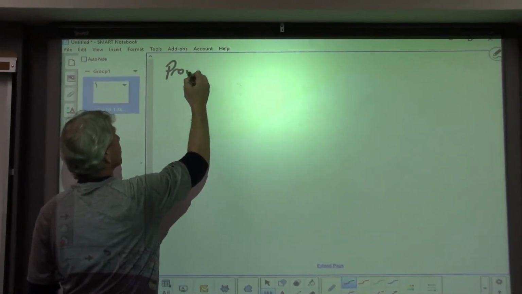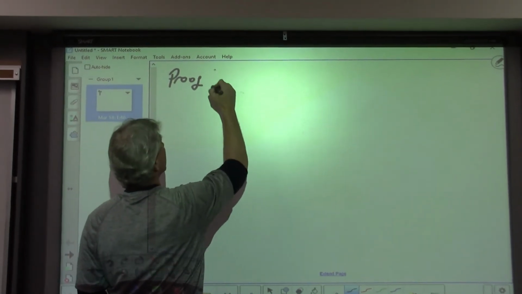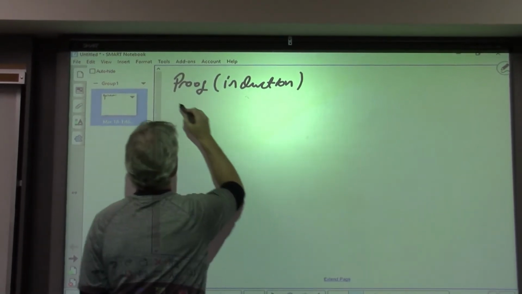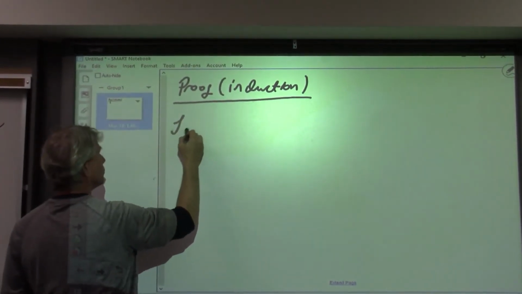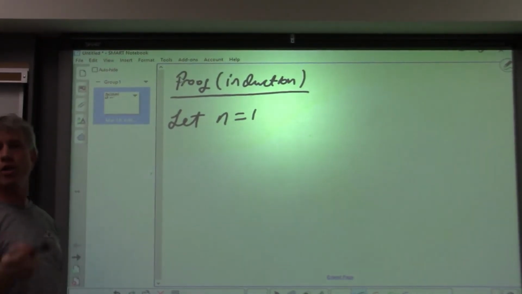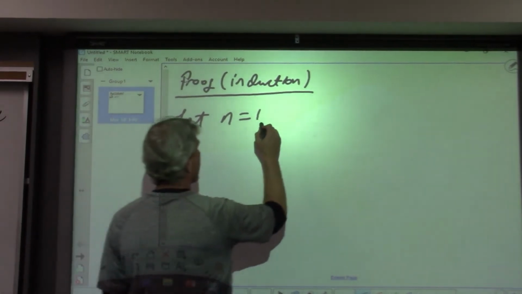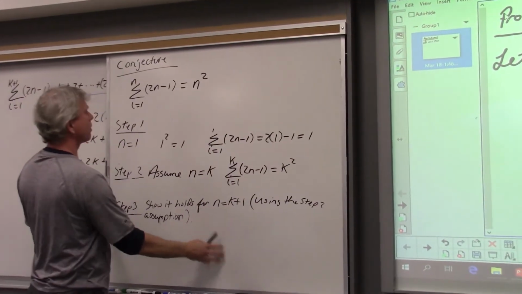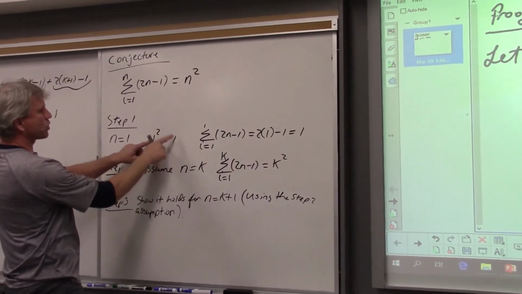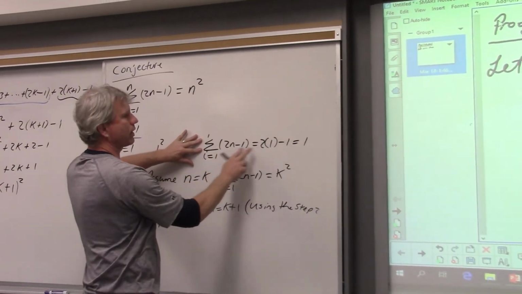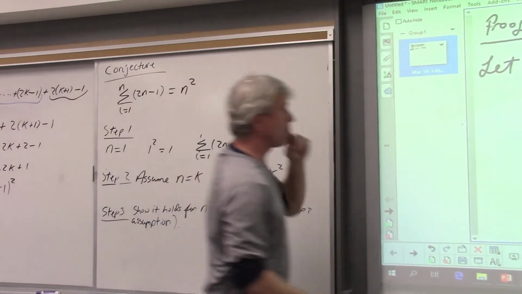So our proof will be by induction. So we're going to let n equal 1. Show it works for the simplest possible case. Then, we know what that's going to look like because we pre-worked it out. We know that we're going to get 1 squared equals 1 from the formula, and the summation, using the summation directly, is going to give us a 1 as well.